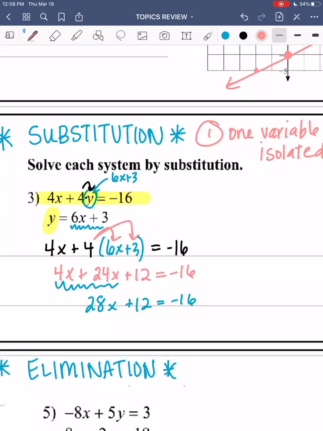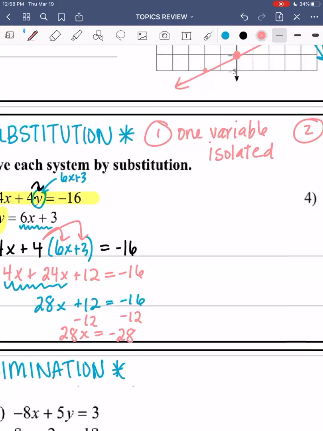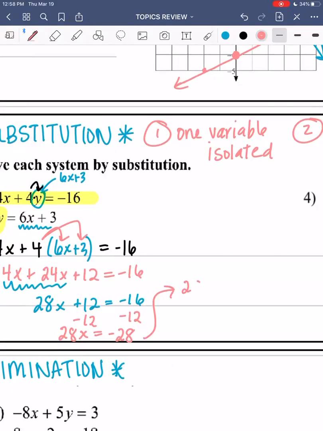Trying to get x by itself, so subtract 12. We have 28x equals negative 16 minus 12, which is negative 28. So 28x equals negative 28. We're trying to get x by itself, and because it's being multiplied by 28, we divide by 28. 28 divided by 28 is 1, and there's one negative, so x equals negative 1.